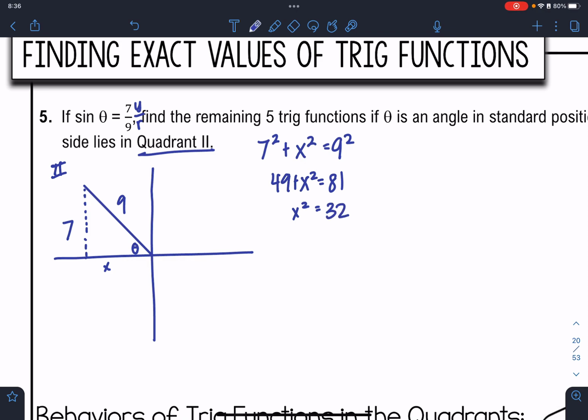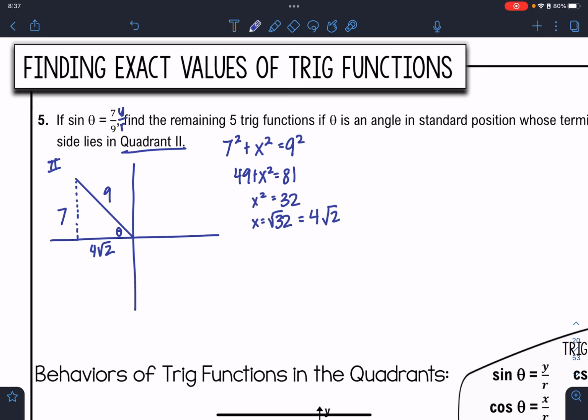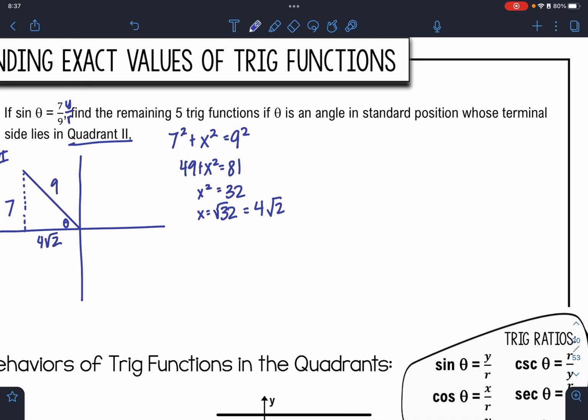And then I get x equals root 32, but we always want to check, can we simplify? Yes, we can. 16 goes into 32 2 times. So we have root 16 times root 2. I know what the square root of 16 is, though. It's 4. So I have 4 root 2 as my answer. Okay, so we can fill that in for this side. Now I have all my sides, and it's just a matter of setting up those ratios. So I already know sine. So if I want to find cosecant, though, because that's the reciprocal of sine, we know sine is 7/9, therefore cosecant is going to be the reciprocal, 9/7.